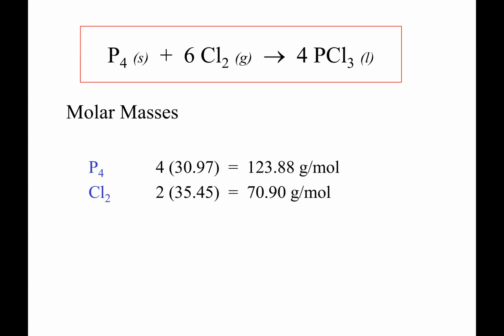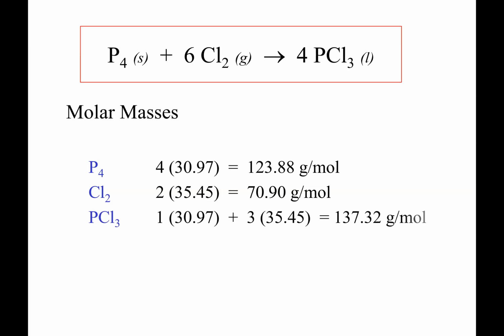And we're going to have a follow-up question, so we're going to want to know the molar mass of PCl3. So we're going to take 1 times how much phosphorus weighs, 30.97, plus 3 times how much chlorine weighs, which is 35.45, and get an overall 137.32 grams per mole. So jot those down so you can use them to work the problem.